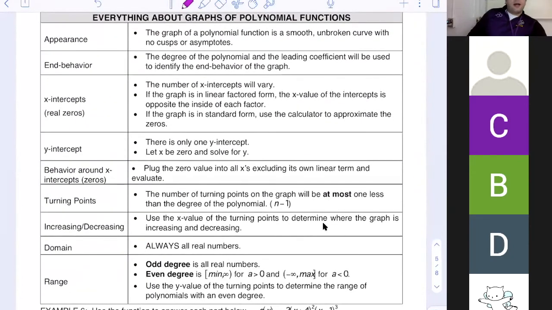All right, so this is a summation of everything we've done so far. The appearance of a polynomial function: the graph of a polynomial function is a smooth, unbroken curve with no cusps or asymptotes. The asymptotes would mean I have to take my pencil off, which we're not doing. The end behavior: the degree of the polynomial and the lead coefficient will be used to identify the end behavior. That's what we talked about with the power functions, right?